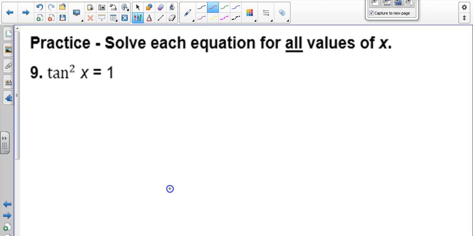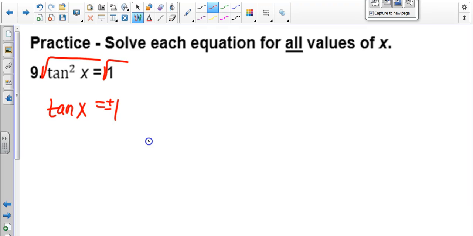Like I said, I don't think there's one like that on today's, so let's get started. Number 9. What are we going to do here? Square root, and the square root of 1 is just 1. But what is the square root of tangent squared? Except you got to remember, when you square root anything with an x, you need plus or minus.